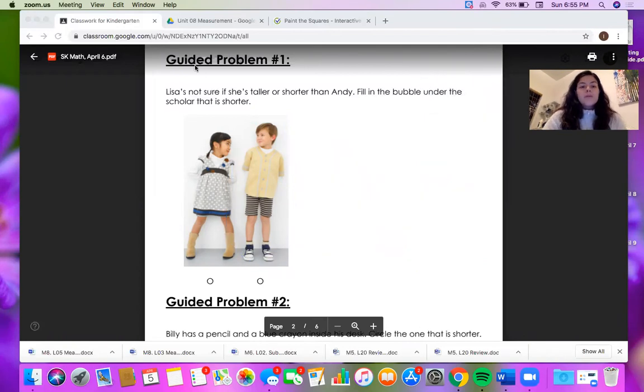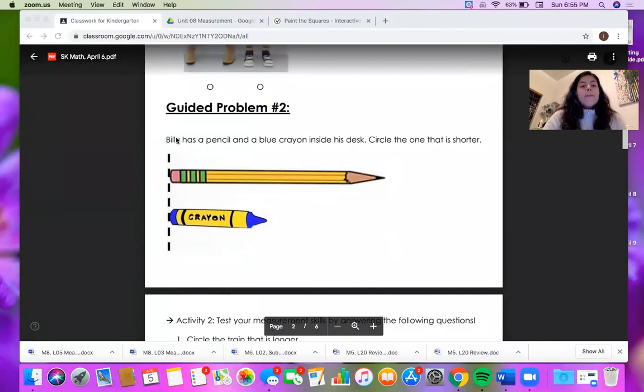Let's move on to guided problem number 2. Billy has a pencil and a blue crayon inside his desk. Circle the one that is shorter. So this is another problem that's asking us to use our eyes to discriminate between the lengths and heights. So if we look at these two crayons, I need you to trust your eyes to tell you which one is shorter. If you are thinking that the shorter of the two is the crayon, you are correct.